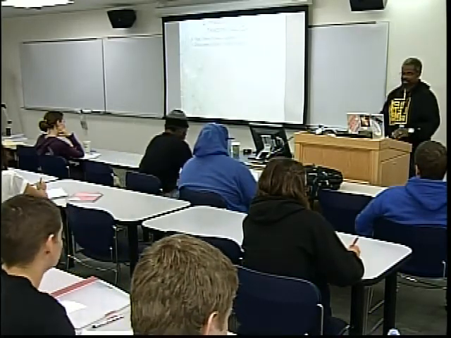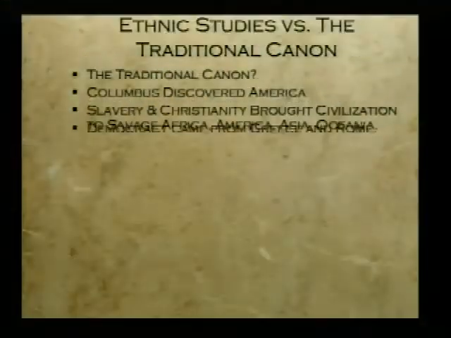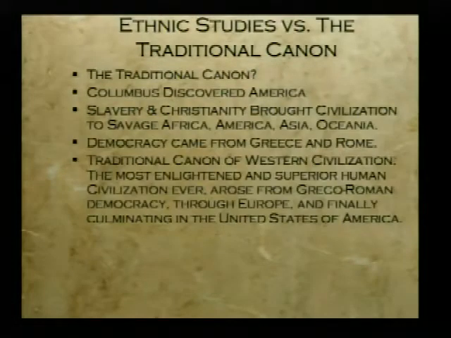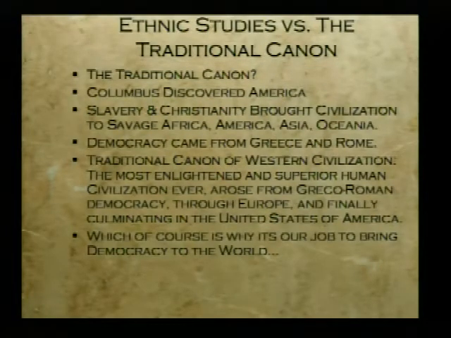All right. So, the traditional canon: Columbus discovered America. Slavery and Christianity brought civilization to savage Africa, savage America, Asia, and Oceania. Democracy came from Greece and Rome. The most enlightened and superior human civilization ever arose from Greco-Roman democracy through Europe and finally culminating in the United States of America, which in this canon is represented as, it's our job to bring democracy to the world, right? Because the President of the United States is considered the leader of the free world, right?